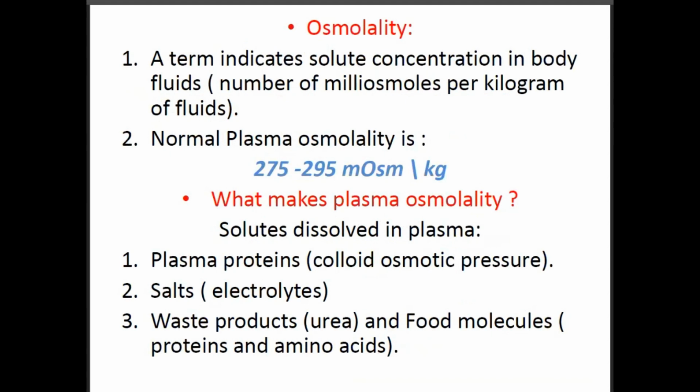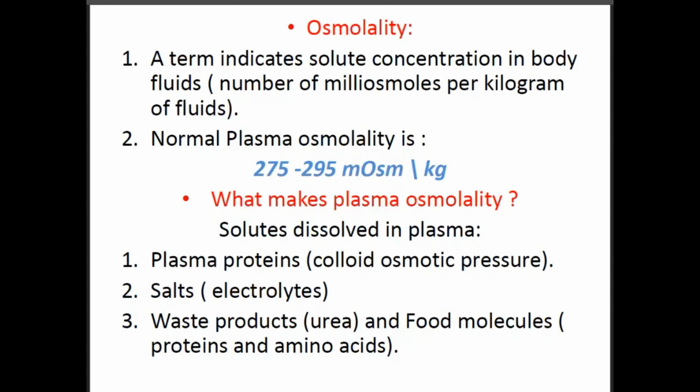So, osmolality means how concentrated, so it indicates the solute concentration in the body fluids. For example, sodium, potassium, calcium, chloride, etc. So the most important osmolarity you need to know is the plasma osmolarity. It is 275 to 295 milliosmol per kilogram.